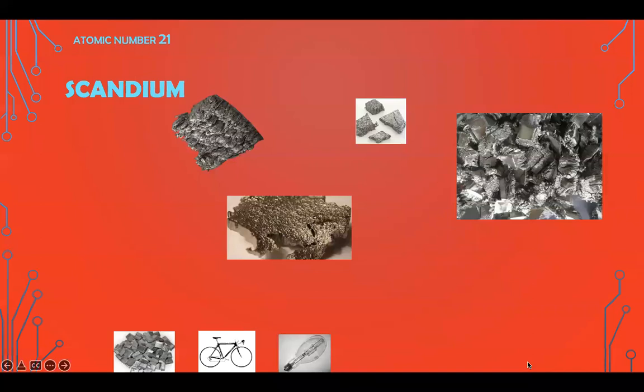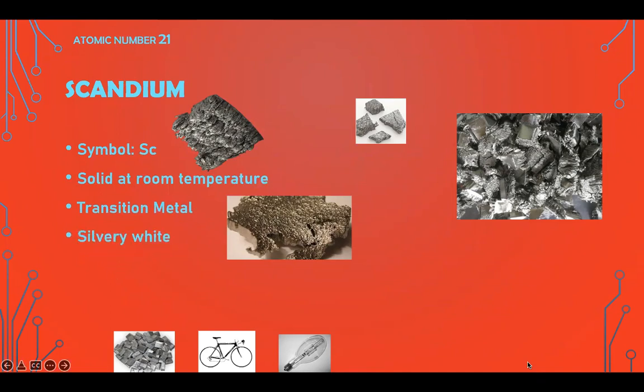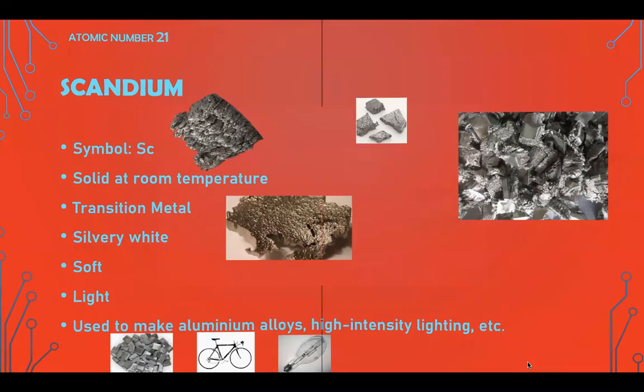Now we come to element number 21, scandium. Let's kind of speed run this PPT. Scandium symbol is Sc. It is a solid at room temperature and it is a transition metal. Scandium has a silvery white color and it is pretty soft. Scandium is also light and is used to make aluminum alloys, high intensity lighting, etc.